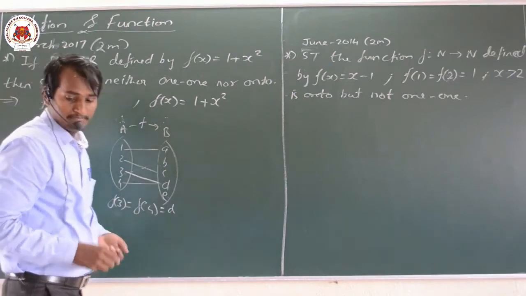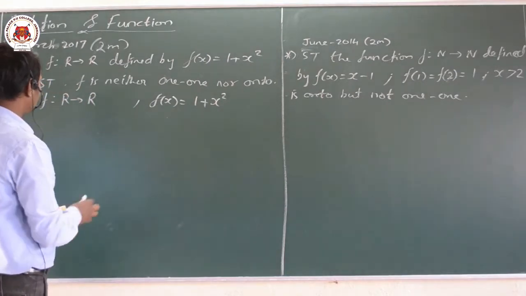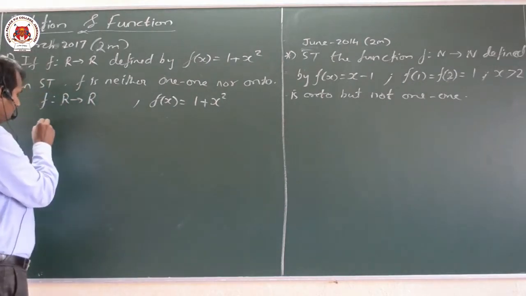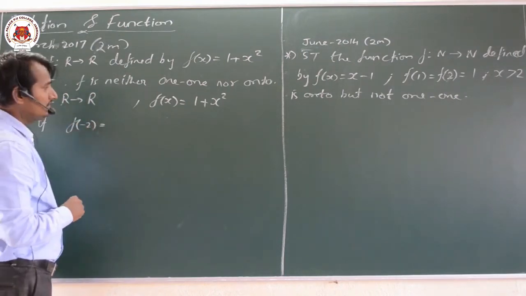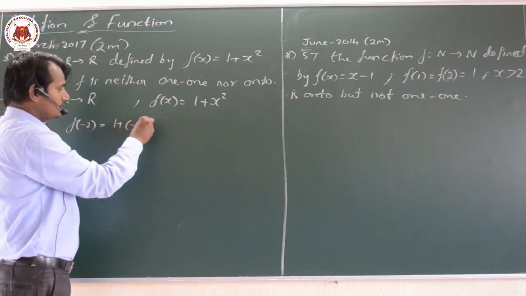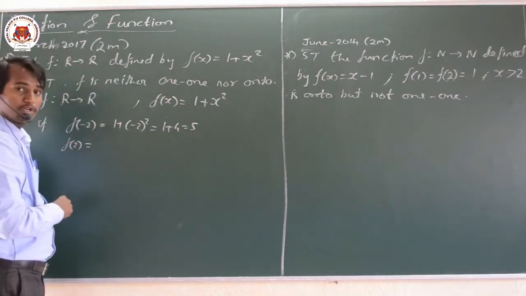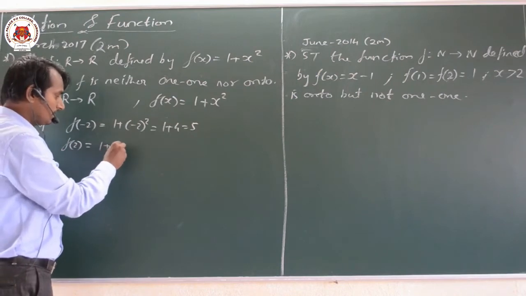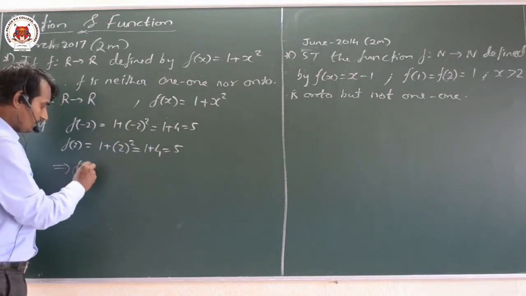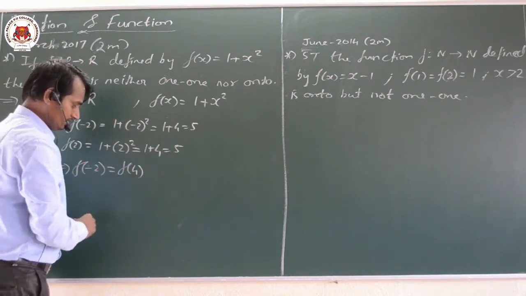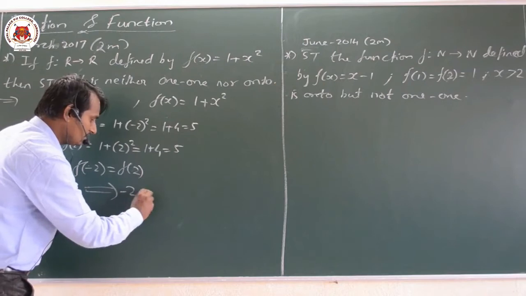Since the domain is nothing but the real numbers, if I take f of minus 2, what is the value in the function? That is 1 plus minus 2 square, which is 1 plus 4 equal to 5. And f of 2 equals 1 plus 2 square, which is also 1 plus 4 equal to 5. That implies f of minus 2 equal to f of 2. Does that imply minus 2 equal to 2?